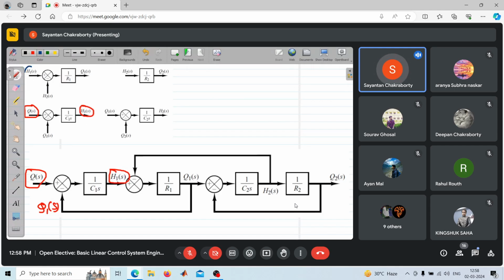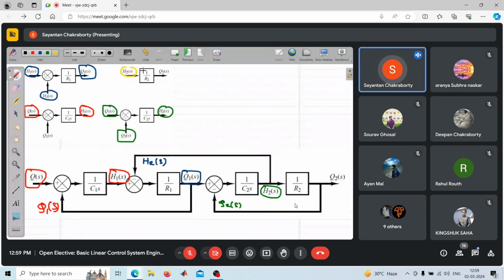Now, from H1s, if I subtract H2s and multiply by 1 by R1, I'll get Q1s. Coming to this, if we have Q1s and subtract Q2s and multiply by 1 by C2s, I'll get H2s. Agreed? And finally, if I have H2s, multiply by 1 by R2, I'll get the output Q2s.